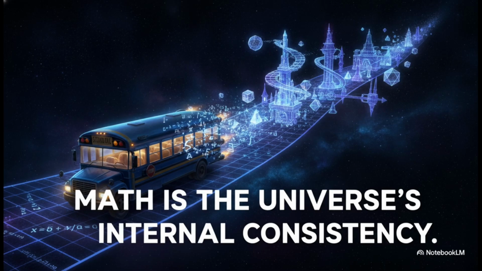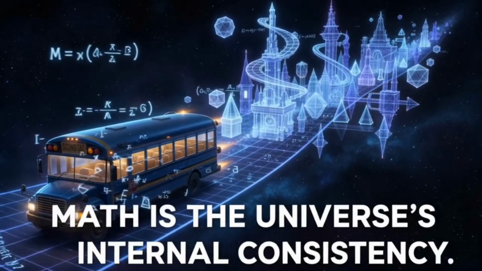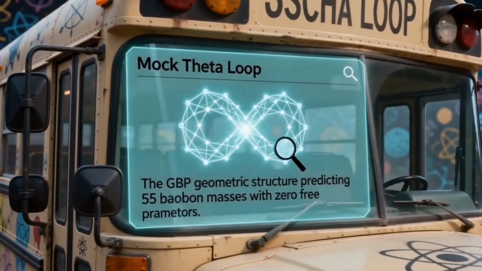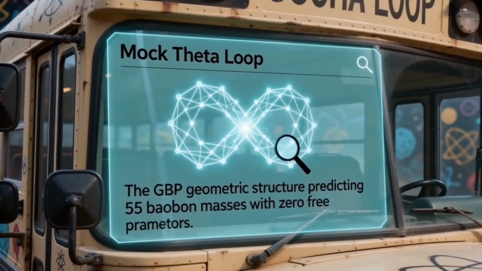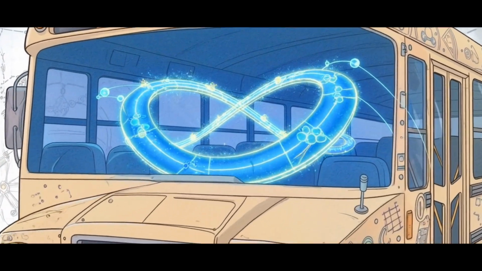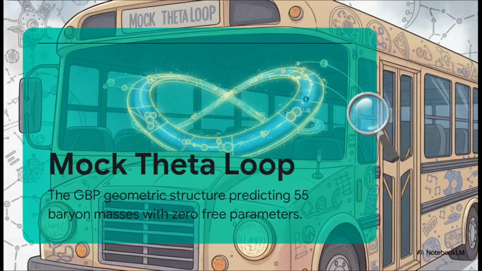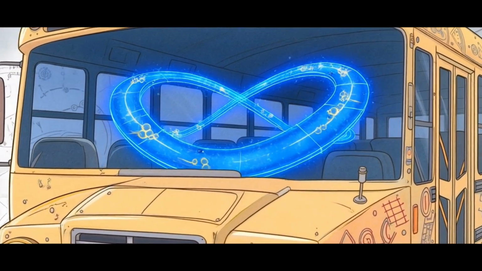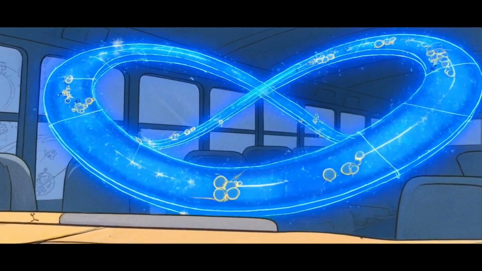So our vehicle for today's journey is this incredible mathematical structure known as the Mach theta loop. You can think of this as the literal highway of reality. In the GPB framework, this exact loop perfectly predicts the masses of 55 different baryons. Those are the particles that make up atomic nuclei. And it does it with 0 free parameters. 0. That means no fudging the math, no tweaked inputs, no guesswork. The sheer geometry of this loop does all the heavy lifting.